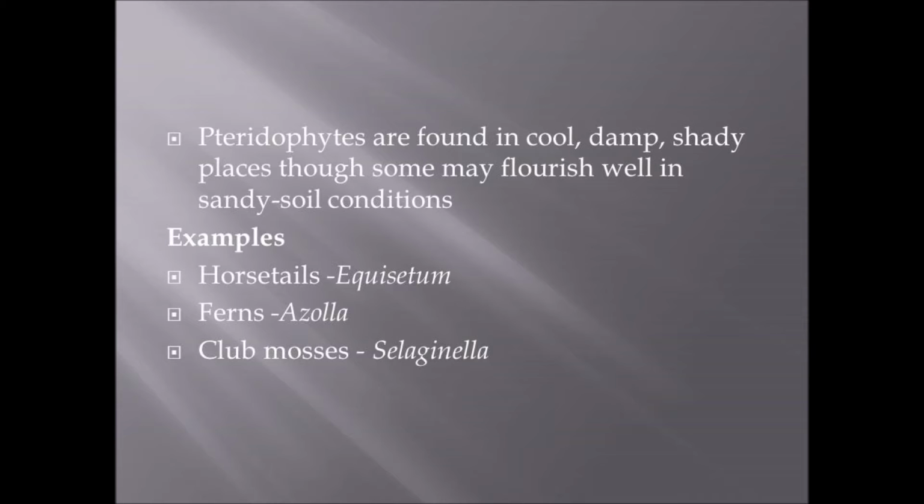The examples of pteridophyta are horsetails. For horsetails it is equisetum, and for ferns it is azolla, and there is another category called club mosses, selaginella. So these are the examples of the pteridophyta.